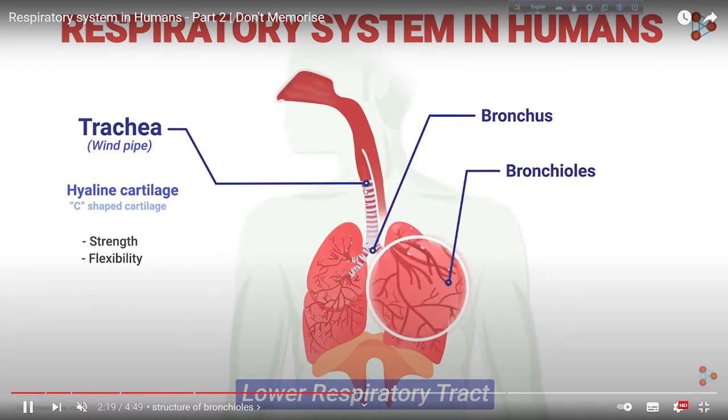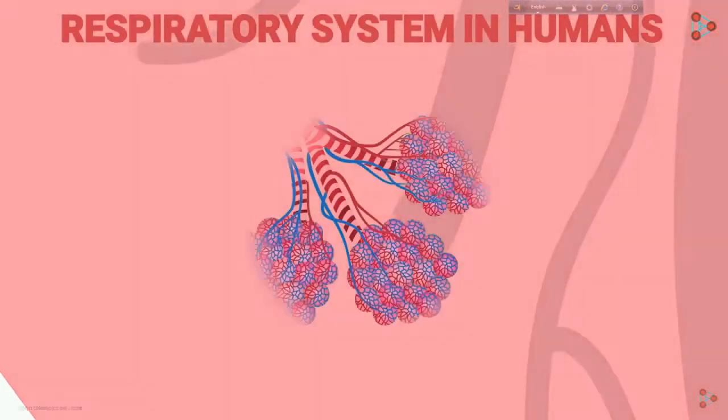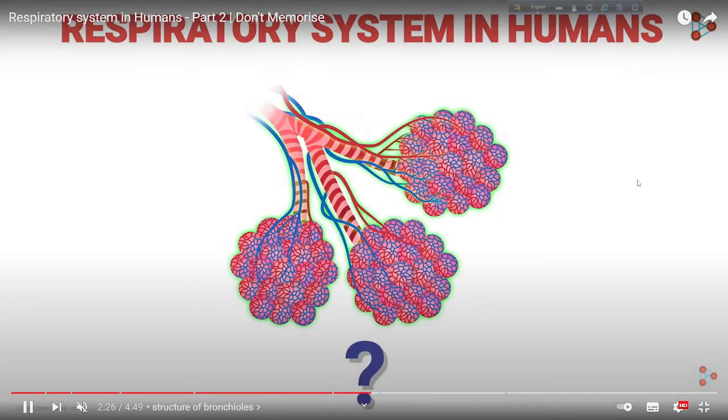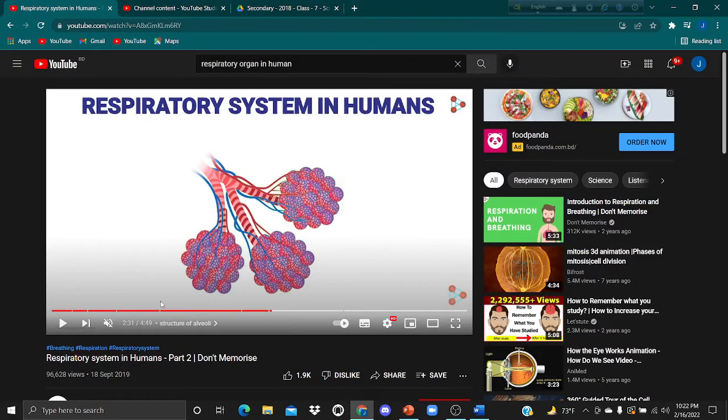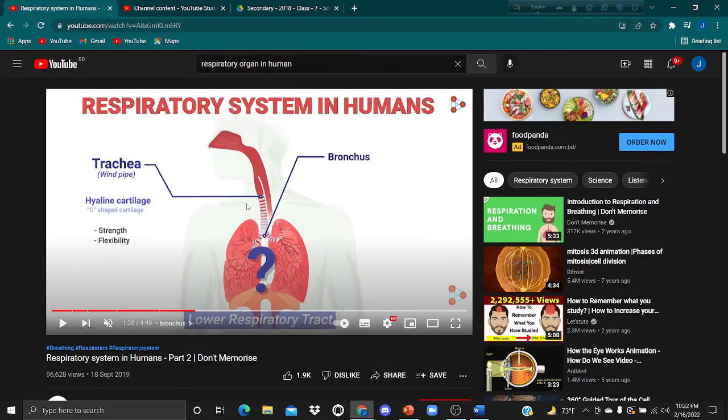Trachea. Starting from the larynx up to the bronchus is the trachea. Through this trachea, air enters into the lungs. Now, bronchus.